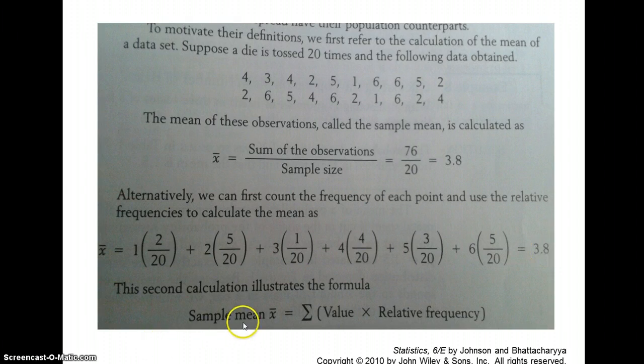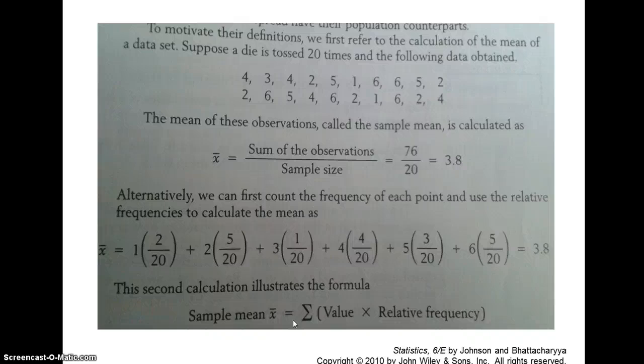And you can see the formula. Instead of adding all the numbers up and dividing by 20, the sample size, we calculate this way. We multiply each value by its corresponding relative frequency, and take sigma, which means do the addition. Sigma means addition, the sum. So we sum them up, we get 3.8. So that's a different way. And we're going to use this way if we know the values and their corresponding probability distribution.